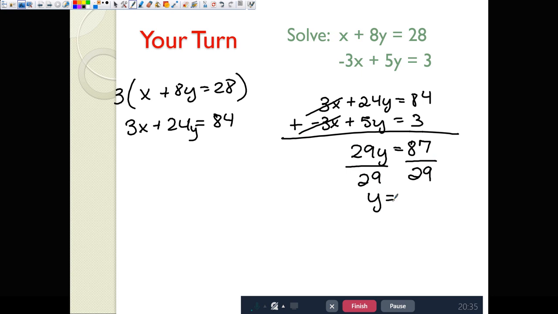Alright, now that I have y, what do I need to do? Okay, which equation do we need? The first one, the original first one probably? Yeah. So x plus 8y equals 28. So instead of y, what am I putting in? 3. And what is 8 times 3? 24.